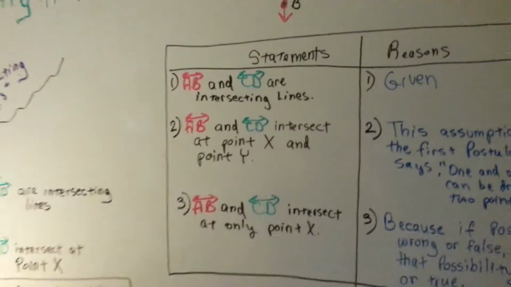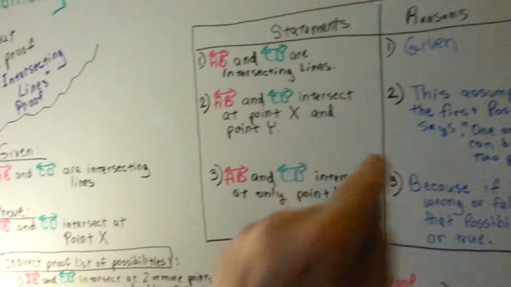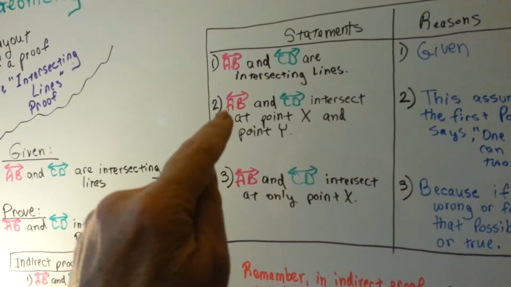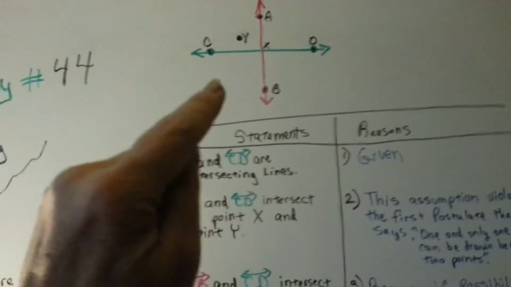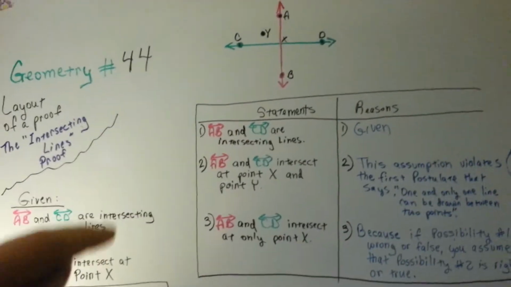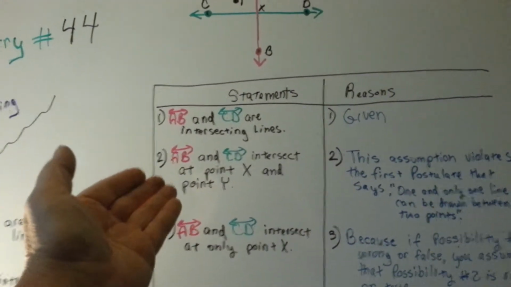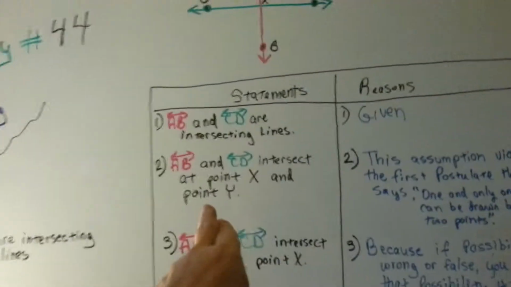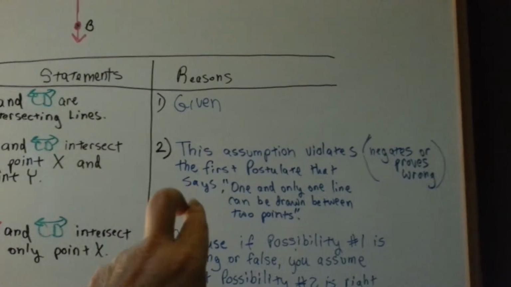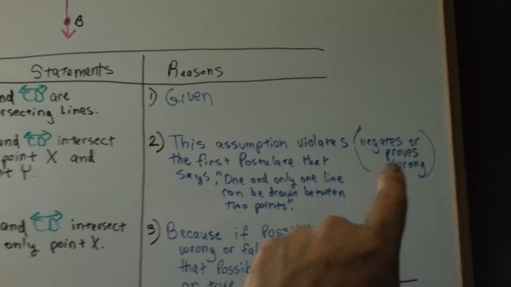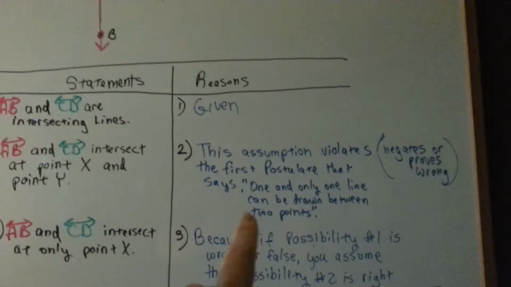All right? We've got our given, okay? Pink and green are intersecting, given. And we've got the pink and the green intersect at point X and point Y. Remember, we're trying to assume that it's wrong to prove it's right. So we're just going to assume that they intersect at X and Y, okay? So our reasoning for this one, though, is this assumption violates, which means negates or proves wrong, the first postulate that says one and only one line can be drawn between 2 points.